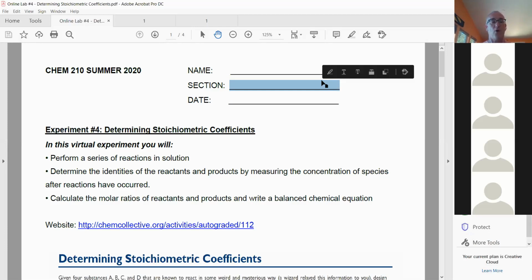Online lab number 4. So in this one, hopefully everyone's found it on Canvas and had a look at it. It's a little different than the ones we've done in the past, because the ones we've done in the past basically give you very specific instructions about, add 20 mLs of solution A to 20 mLs of solution B, calculate... We're not going to be doing that, because in this particular example of a virtual lab, you are going to be the chemist yourself, and basically you are going to have to come up with a procedure.